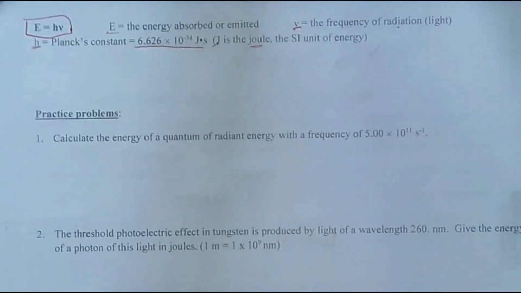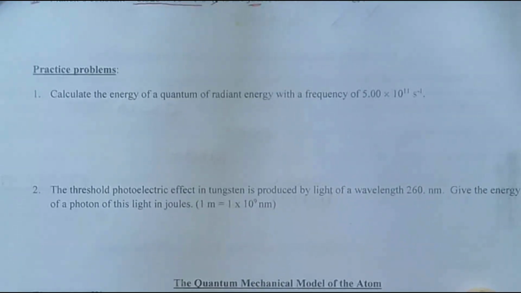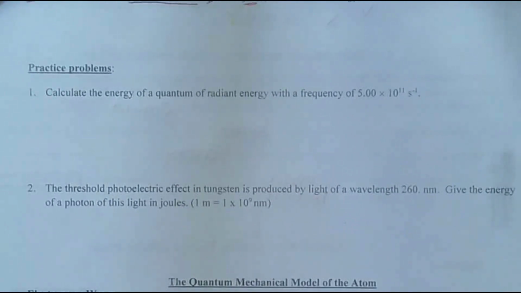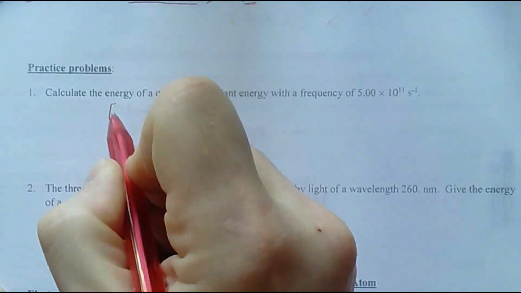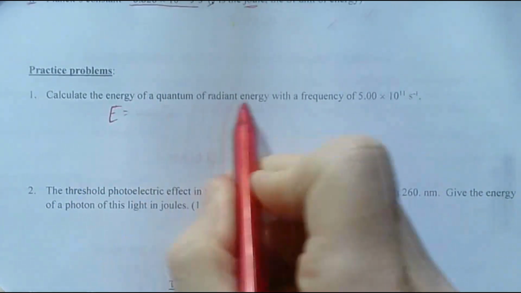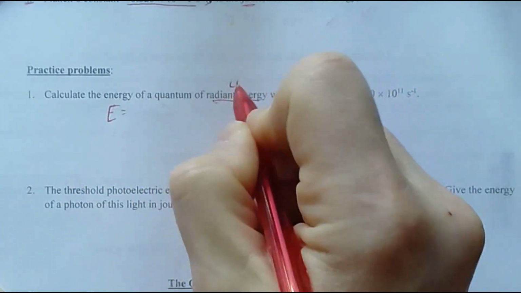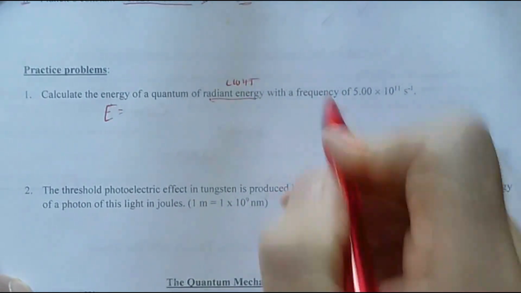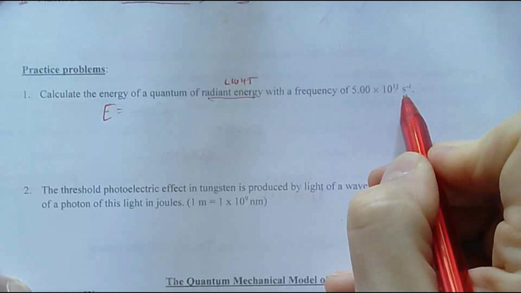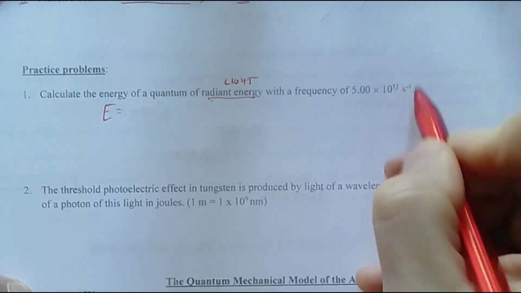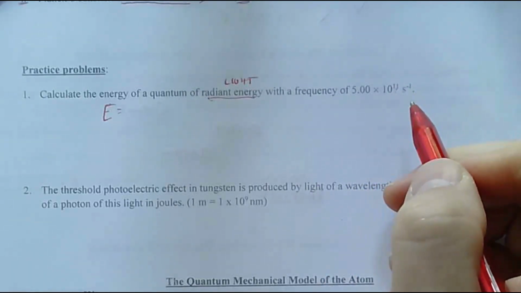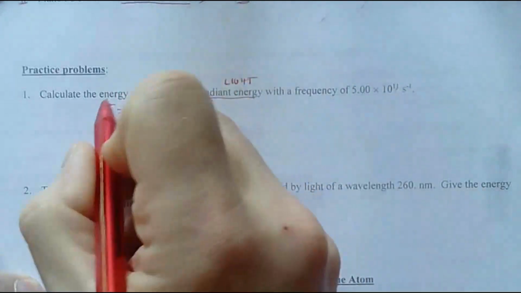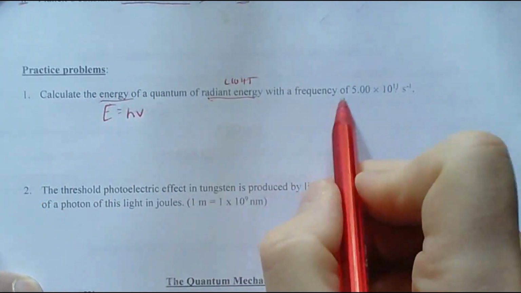So we can also do some practice problems with this equation to see how frequency, wavelength, and energy are related. If we want to calculate the energy of a quantum of radiant energy, which just means light, with a frequency of 5 times 10 to the 11th seconds to the minus 1, which you automatically realize is just hertz, that's easy. We don't even have to rearrange our equation because we're given the frequency here.